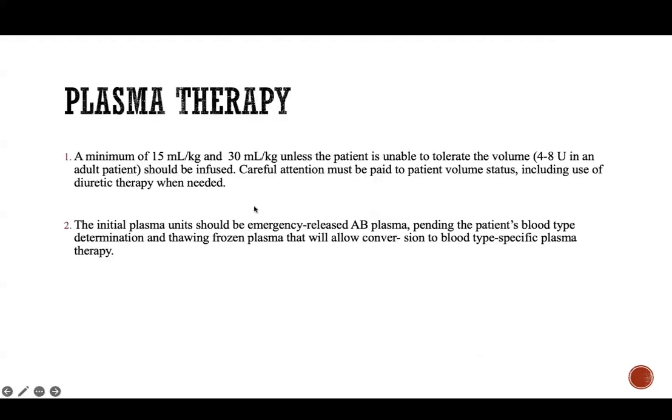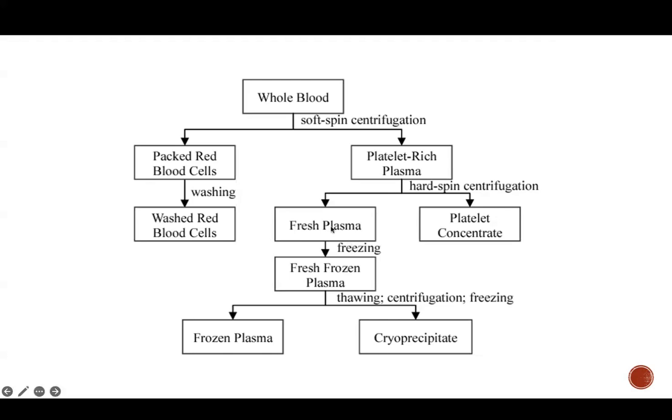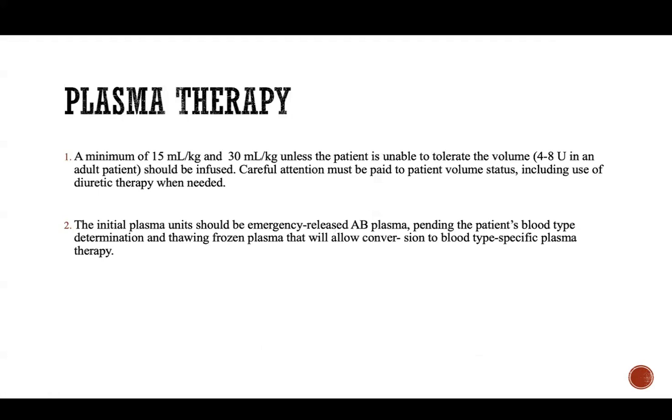The only problem is that since it is plasma, it contains a large volume, and to reverse the effect you may have to give a large amount of fresh frozen plasma, which may lead the patient into a volume overload status. So you have to make sure the patient is not too volume overloaded, and you may have to give diuretic therapy in between. The dose of plasma therapy is a minimum of 15 ml per kg to 30 ml per kg, or 4 to 8 units in an adult patient. This 15 to 30 ml per kg is the normal dose of fresh frozen plasma.